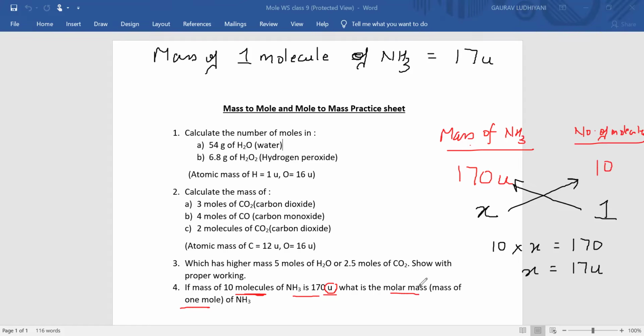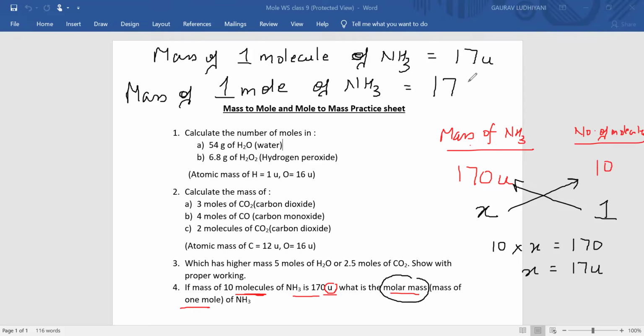And the question was about molar mass, that means the mass of one mole. So tip and trick number one: the calculation remains the same. If it is the mass of one mole of NH3, the mathematical value will still be 17, but the unit will straight away change from U to gram. So this is my final answer. The mass of 1 mole, that is the molar mass of NH3, is 17 grams.